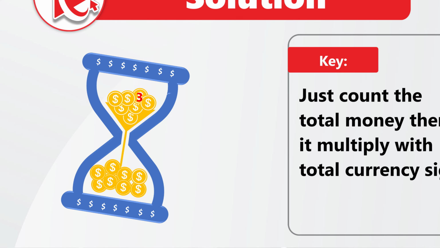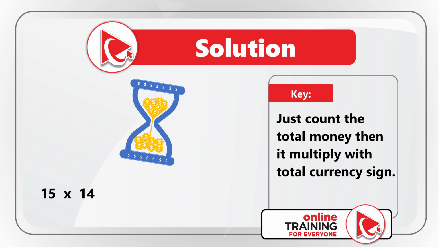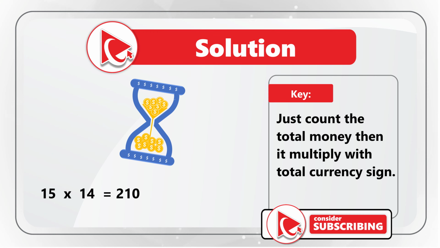1, 2, 3, 4, 5, 6, and 7. There are 8 coins at the bottom. Let's count them. 1, 2, 3, 4, 5, 6, 7, and 8. And there are 7 dollar signs at the top and 7 dollar signs at the bottom. So the total calculation would be 15 coins multiplied by 14 dollar signs, and the total would be 210. So the correct answer here is choice C, 210.